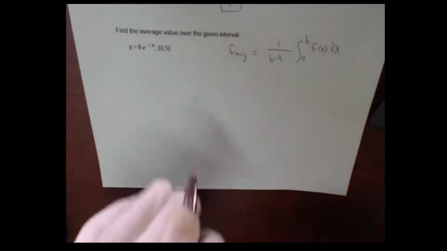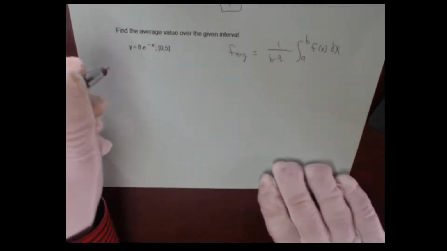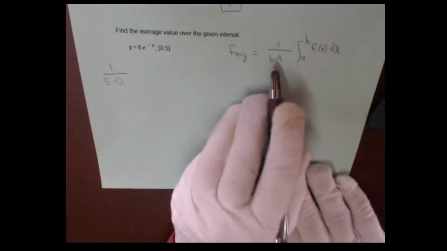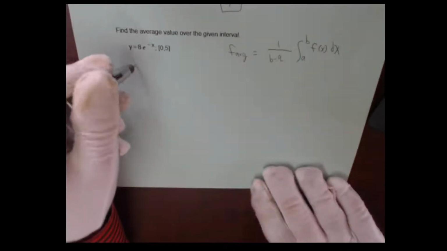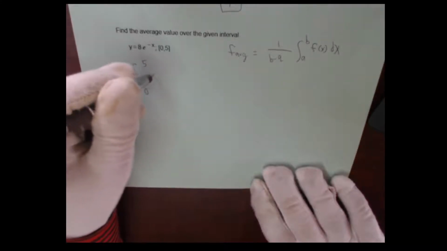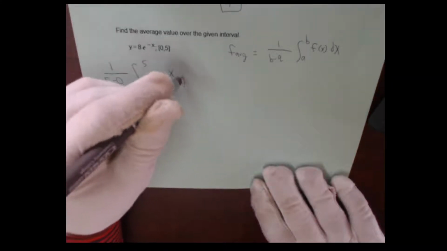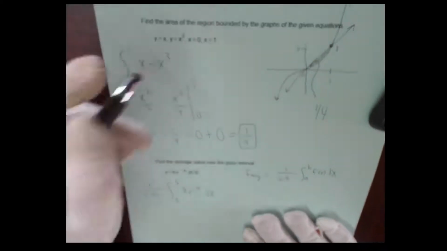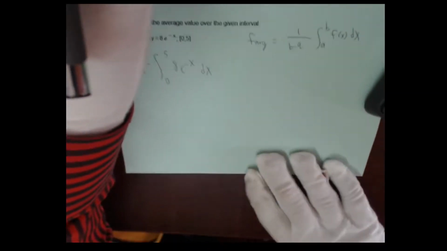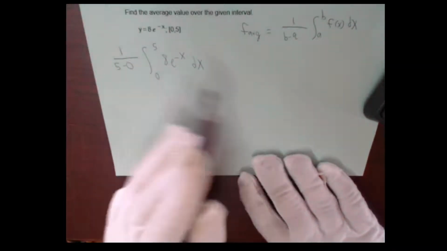So let's do that for this problem. It's going to be 1 over 5 minus 0, which is our fraction, times the integral from a to b, which is 0 to 5, of 8e to the negative x dx. Oops, I see that I left off my dx up here. I'm always doing that. I'm always leaving off my dx. Oh well. Okay, so here we are.